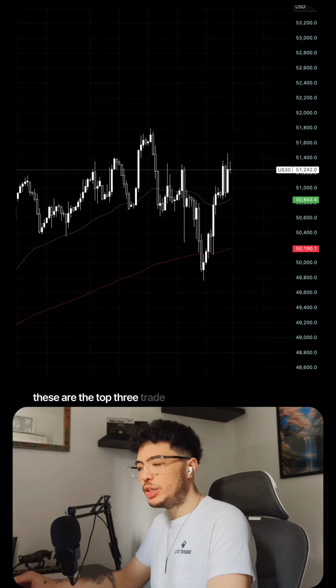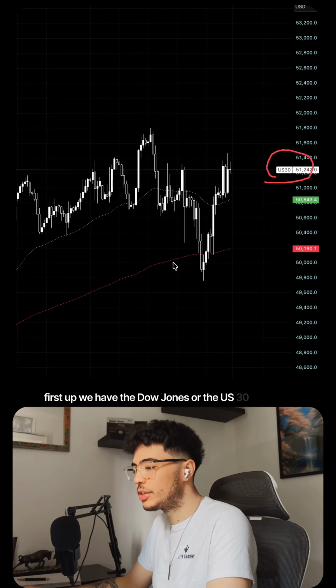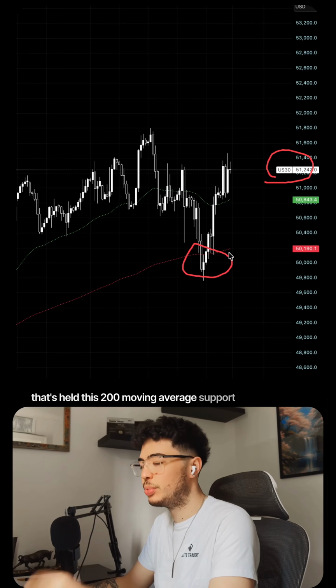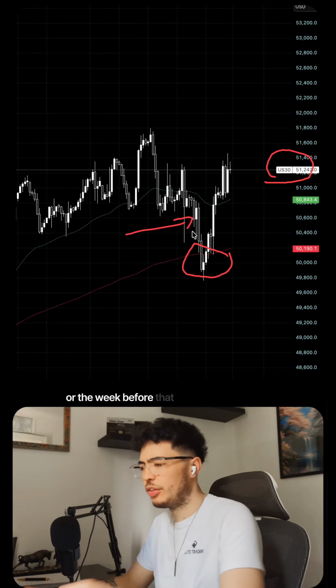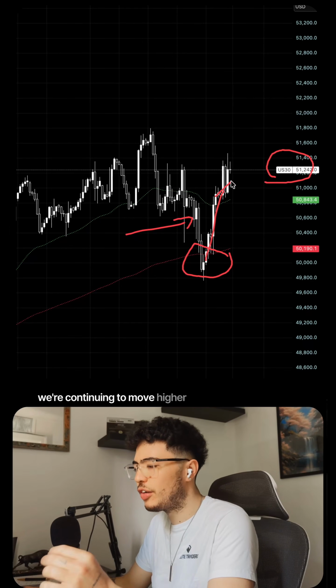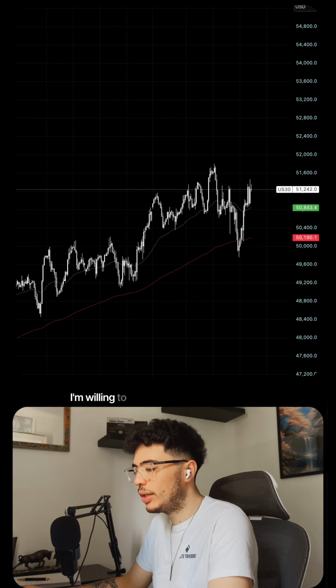These are the top 3 trade ideas for this week. Let's get started. First up, we have the Dow Jones or the US 30 that's held this 200 moving average support on the H4 really well after Friday's sell-off last week or the week before that. Anyway, we're continuing to move higher since that point. So as this bullish overall trend is still intact, I'm willing to look for long positions.